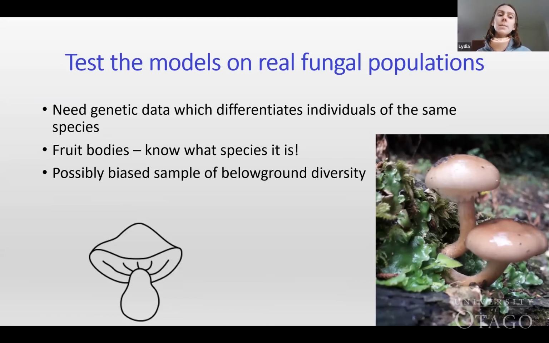So I'm restricted at the moment to sampling fruit bodies because at least we can know a priori what species I'm looking at. The issue there is that this is potentially quite a biased sample of below ground diversity because we don't know if all individuals are producing fruiting bodies at the same rate, or what kind of relationship there is between fruit body production, mushroom production, and the dikaryotic mycelium in the ground. And so my model needs to be a bit more robust to this kind of subsampling method.